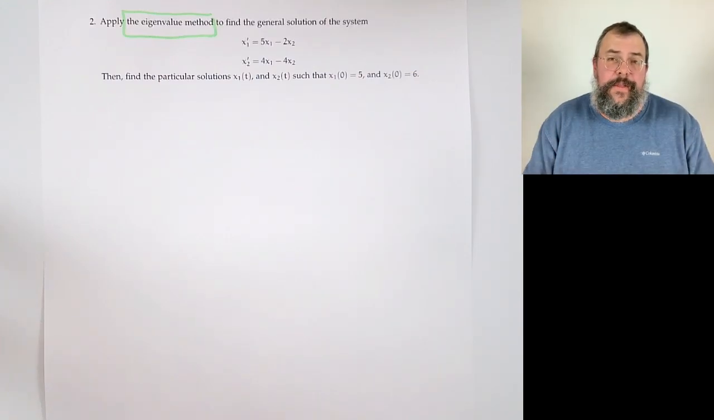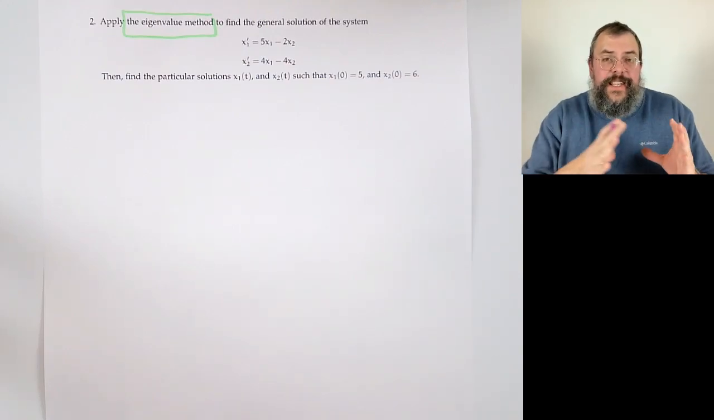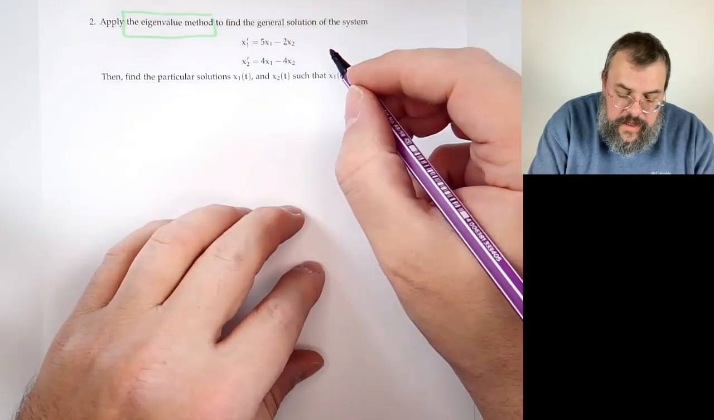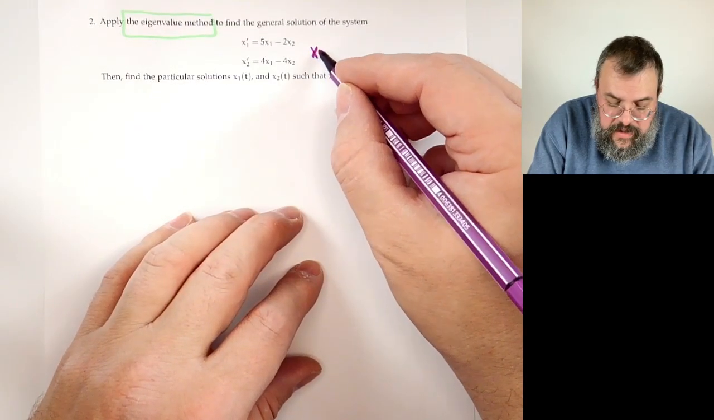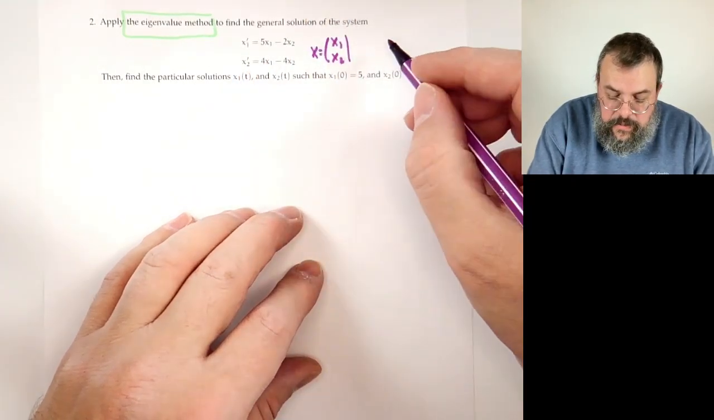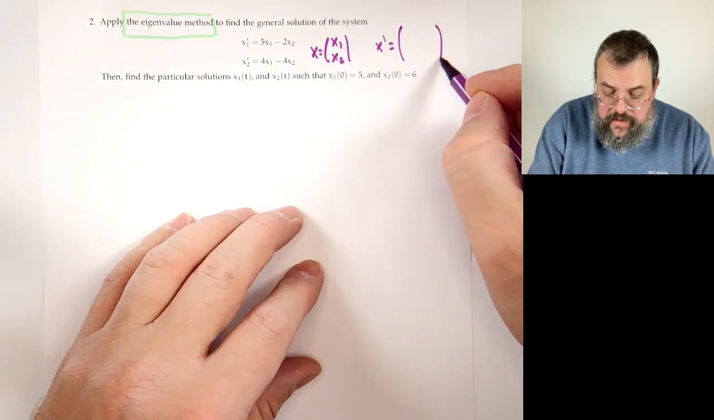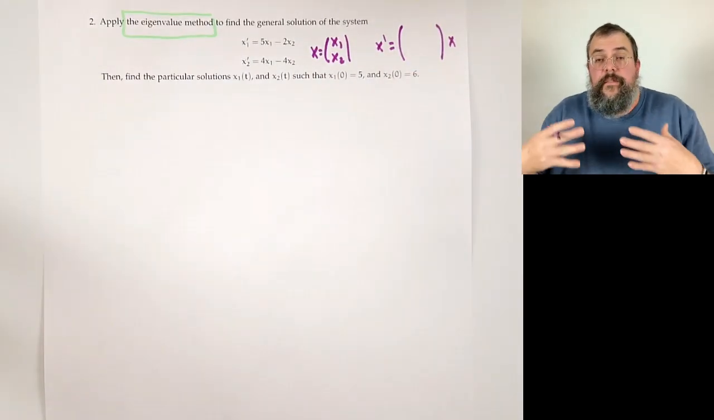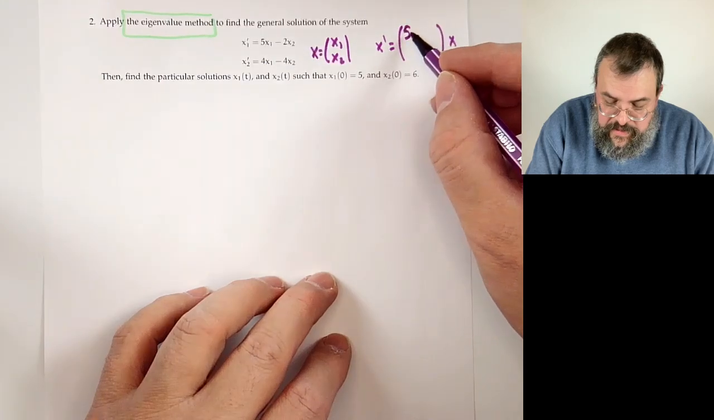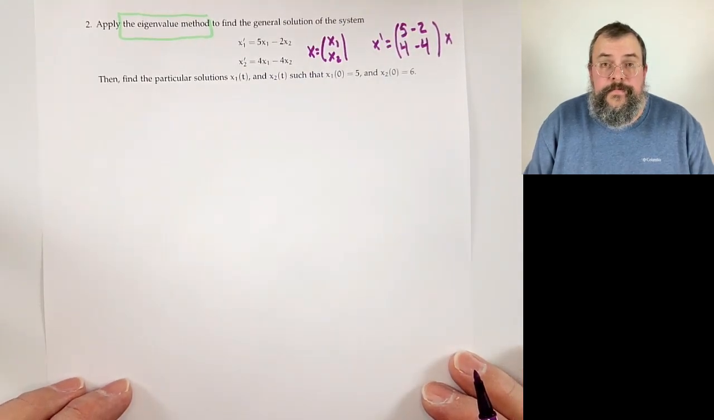So what does it mean, the eigenvalue method? Well, it means eigenvalues, right? So we need to get into matrices. The first thing we need to do is translate this problem into the language of matrices. So we let the vector x be x1, x2. And then we can say x prime, the derivatives, is equal to a matrix times x. That matrix will be the matrix of coefficients, so we just copy the coefficients down: 5, minus 2, 4, minus 4. And there we go.